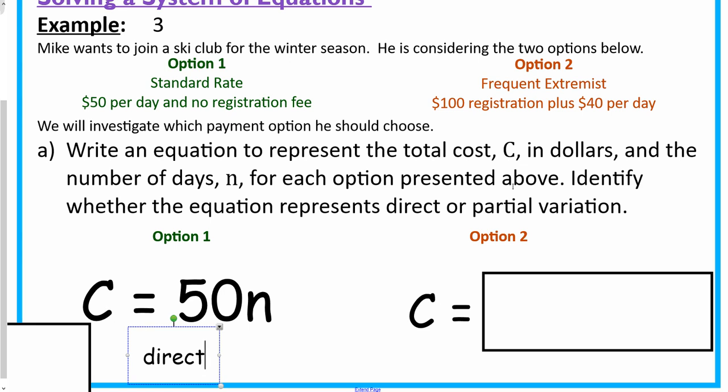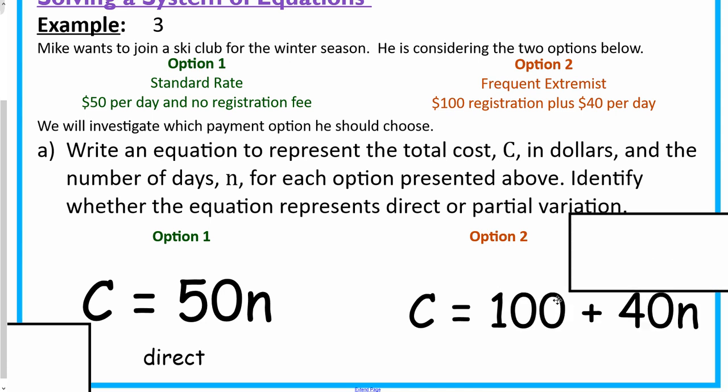For the second option, it's $100 registration regardless whether he skis or not, plus $40 for each day after that. So this one would be $100 plus 40N, and this would be partial variation because we are starting on 100 on the y-axis, and then increasing from there.